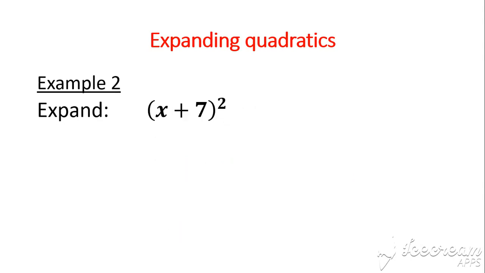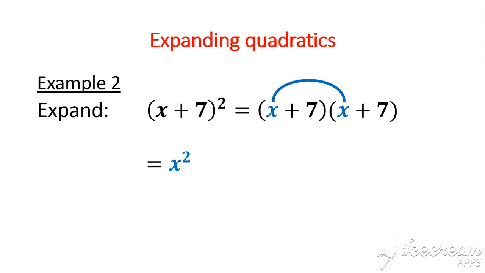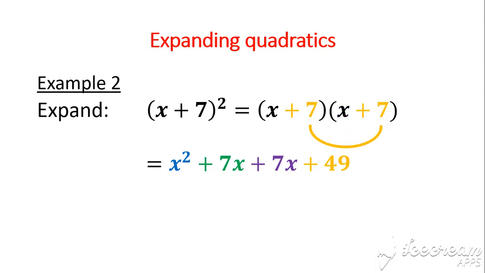All right, let's talk about example 2. Let's expand this guy. Here we have one bracket, x plus 7, but it's got a power of 2. And you need to remember that a power of 2 means that there are actually 2 brackets, but they're exactly the same. So we've got x plus 7 times x plus 7. So now let's get into expanding. X times x is x squared. X times this plus 7 is plus 7x. X times this plus 7 is plus 7x as well. And a positive 7 times a positive 7 makes positive 49.